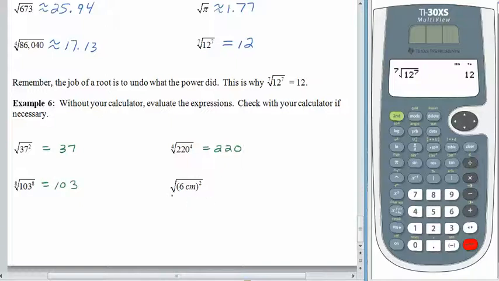And last but not least, we have the square root of 6 centimeters, whole thing squared. So inside of this, this is 6 centimeters times 6 centimeters. Square roots undo squaring, and our answer is 6 centimeters.